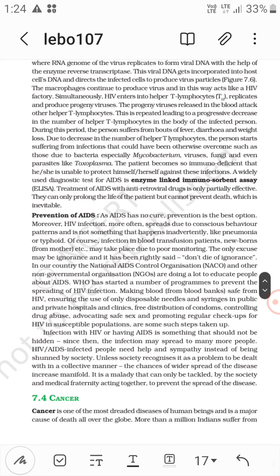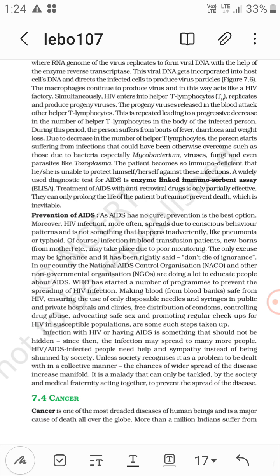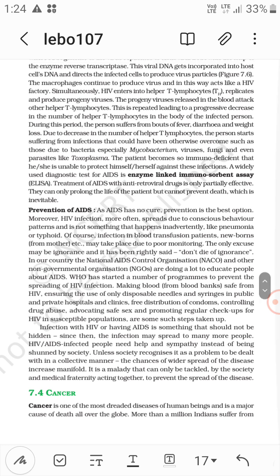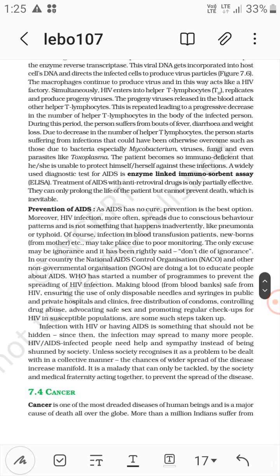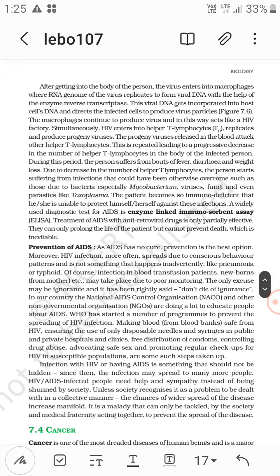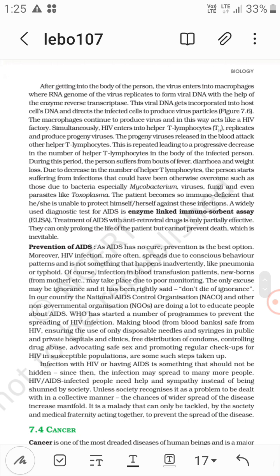During this period, the person suffers from bouts of fever, diarrhea and weight loss. Due to the decrease in the number of helper T cells, the person starts suffering from infections that could otherwise have been overcome, such as those due to bacteria, especially mycobacterium, viruses, fungi, or even parasites like toxoplasma. The patient becomes so immunodeficient that he or she is unable to protect himself or herself against these infections.